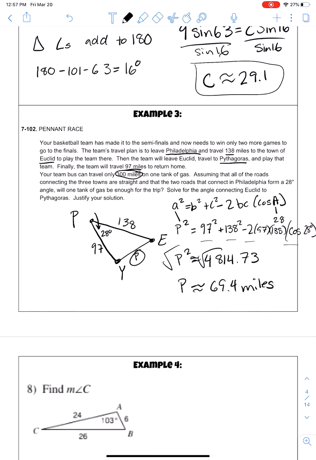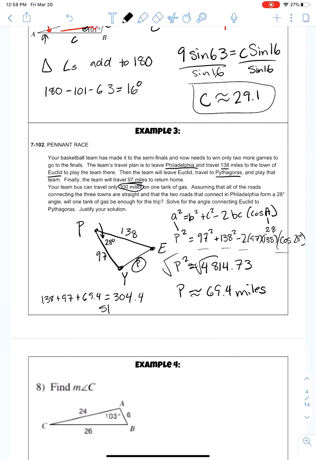So now I need to add the three sides together and see if I can travel my 300 miles or if I need to go and get gas. So I'm going to take 138 plus 97 plus 69.4, again, about, and that's going to give me about 304.4 in this case, which is too big. I need to stop for gas, because I can only go 300 miles and 304 is just a little bit too much.